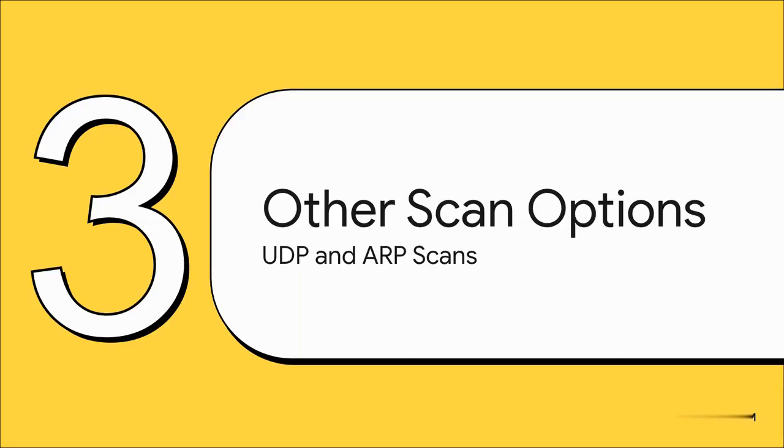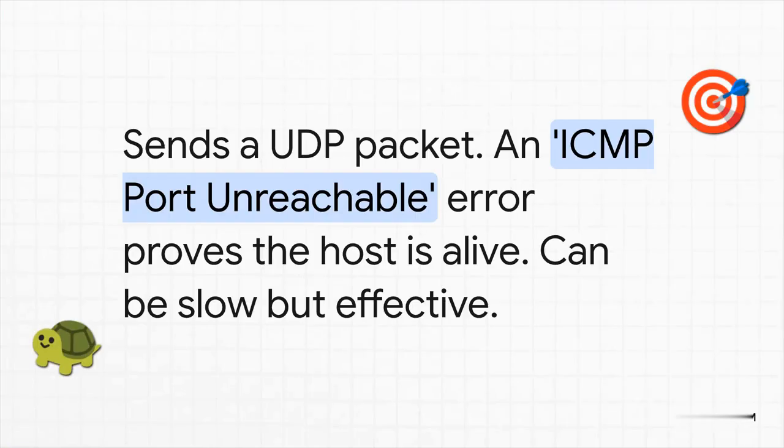Okay, we've covered ICMP and we've covered TCP, but we still have two very powerful, very specialized tools left in the box for those really stubborn targets. Let's talk about UDP and the king of local scans, ARP. So, the UDP ping is a bit of a weird one. You send a UDP packet to a high-numbered port that's probably closed. And here's the trick. If the host is alive, its operating system is polite enough to send you back an error message saying ICMP port unreachable. The error itself proves the host is online. It's kind of slow, yeah, but it's fantastic for finding hosts that other scans might just completely miss.